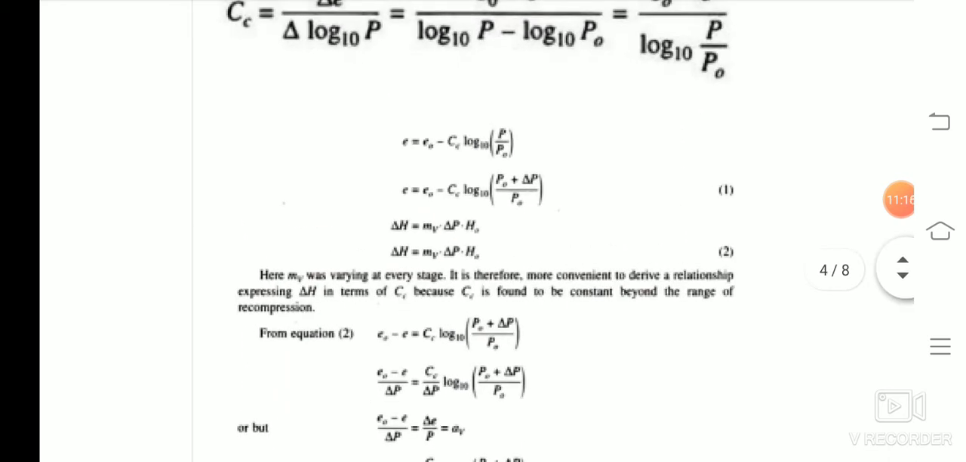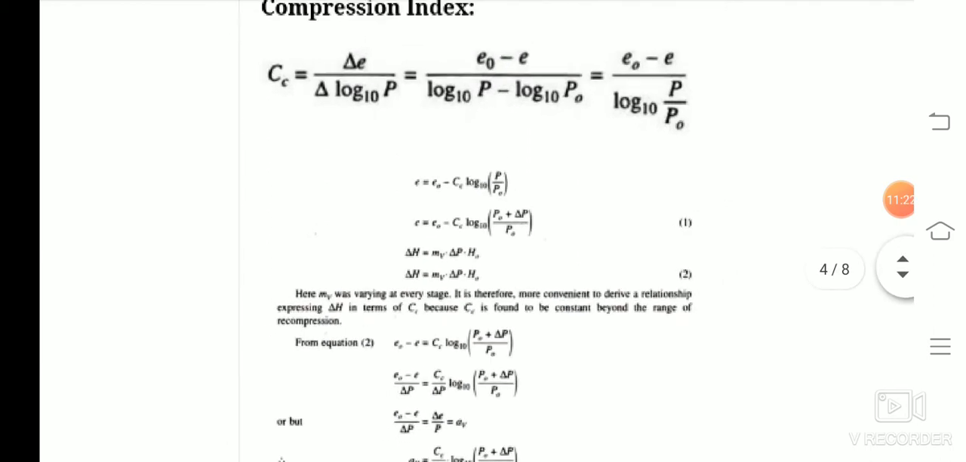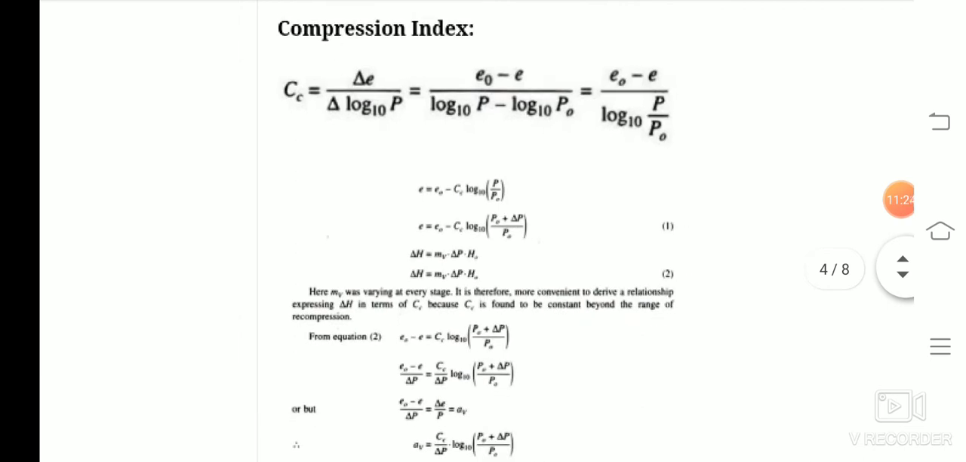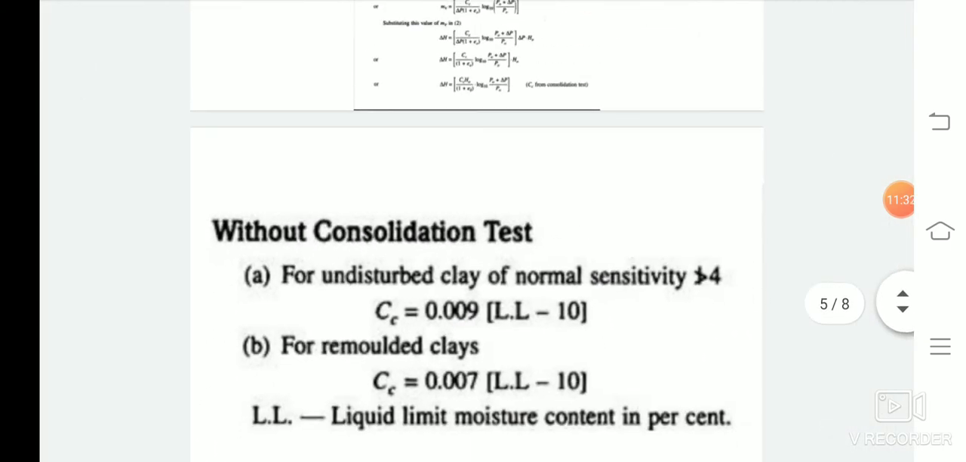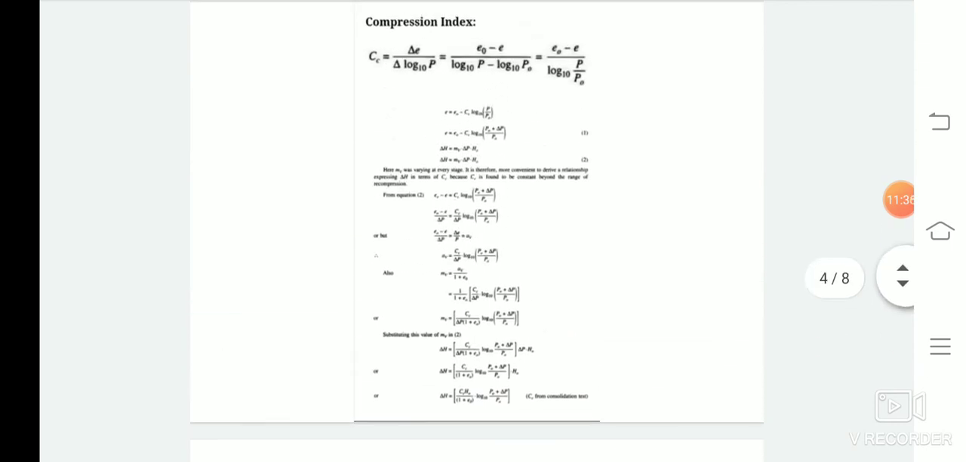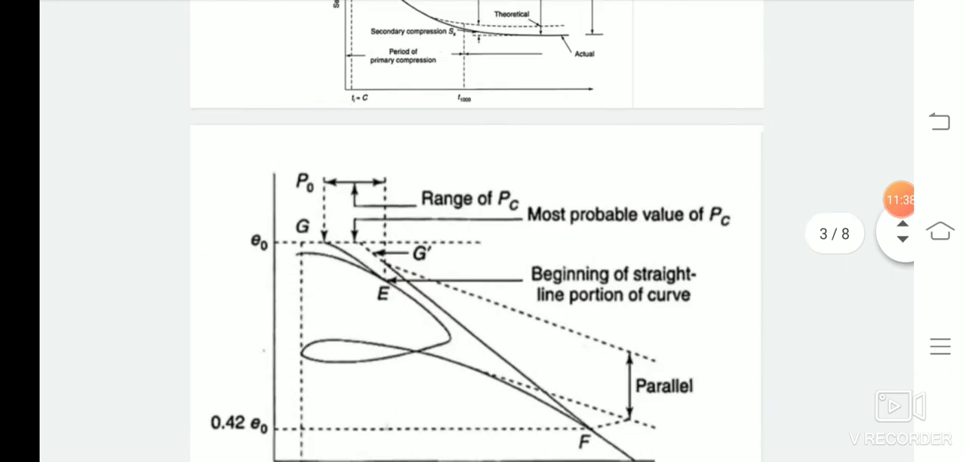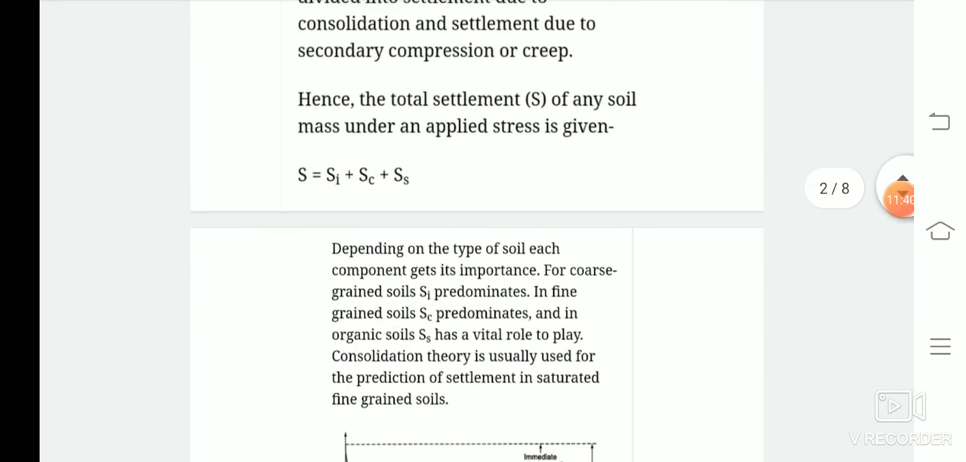So anyway, from the definition of coefficient of volume change, we are easily getting the value of the settlement. So consolidation settlement or Sc can be derived either by coefficient of compression, or coefficient of volume change, or from the compression index. We can use any of the formulas depending upon the type of problem. We can easily find out the value of Sc.